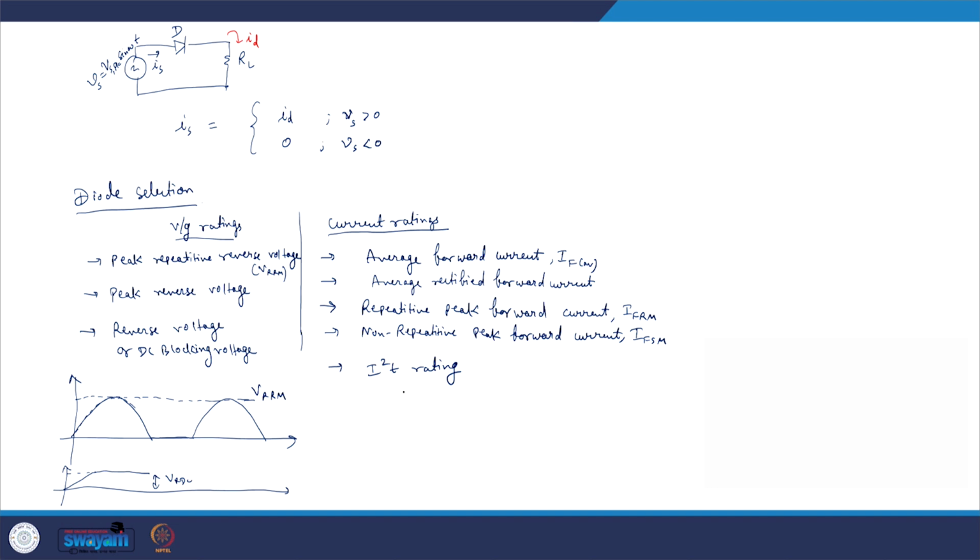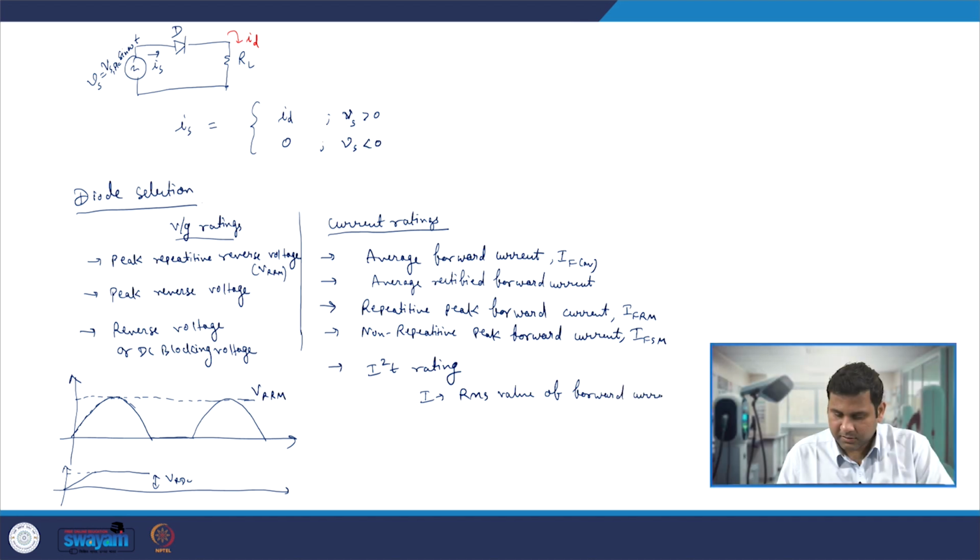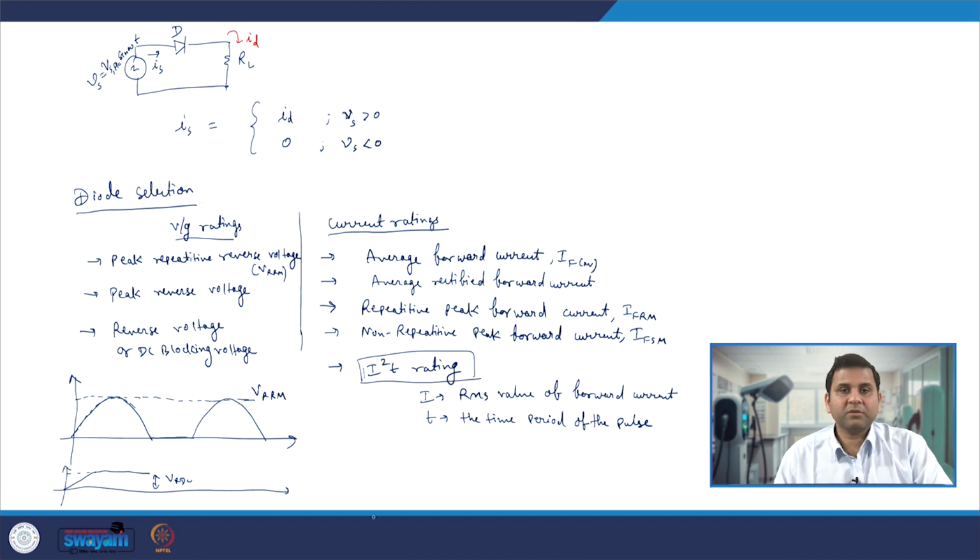So that's why this I square T rating will be defined, where this I is nothing but the RMS value of forward current, or when the diode is forward biased, and T is the time period of the pulse, or you can say the time for which the current is allowed to flow through the diode. So, this is again one particular rating for the safe operation of the diode which has been defined.